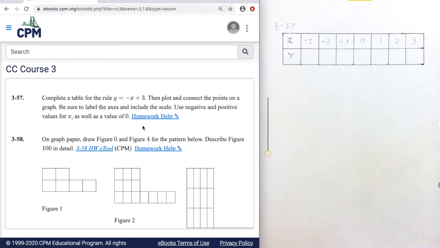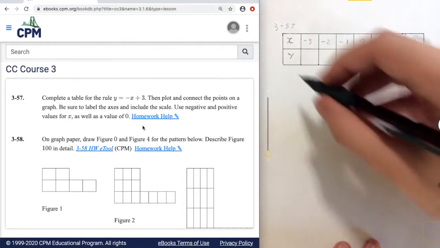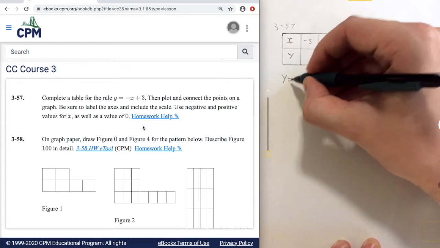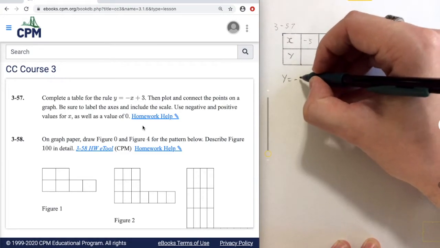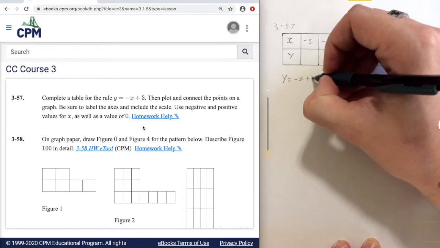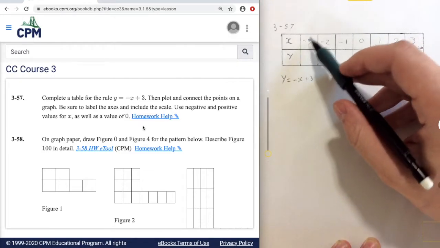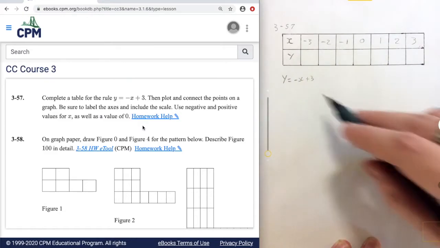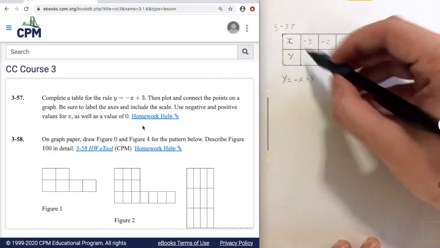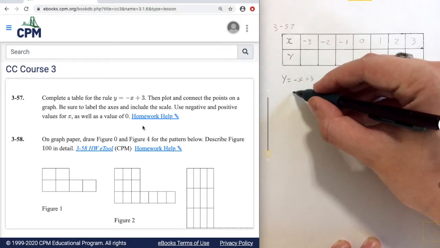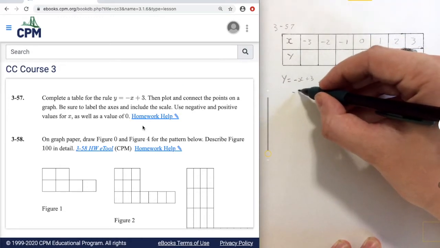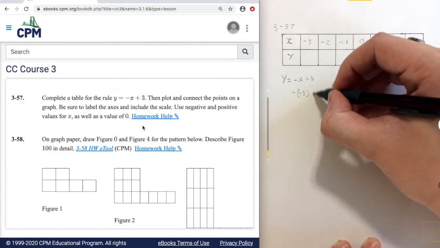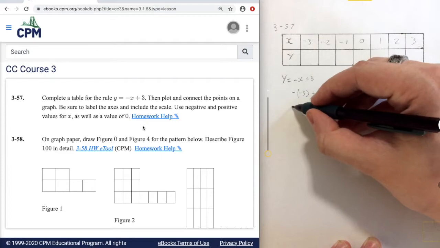Alright, so let's write down what the rule is. It's y equals negative x plus 3. And then we want to plug in these values up here into this equation to get the values for y. So maybe we should start with this -3. So if we plug in a -3 for x, it's going to look a bit like this.